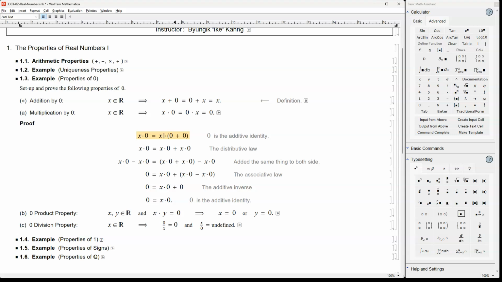A bit too much space there. Okay, all right, that looks better.